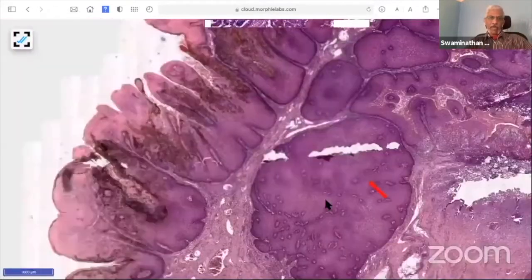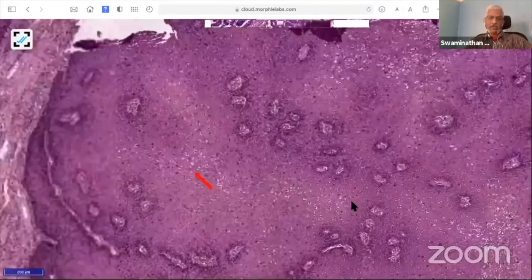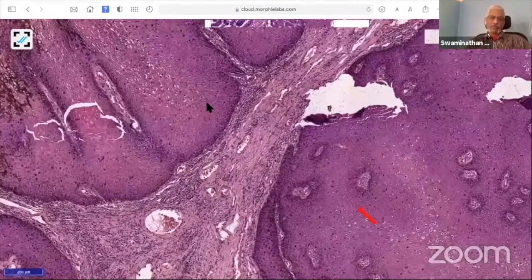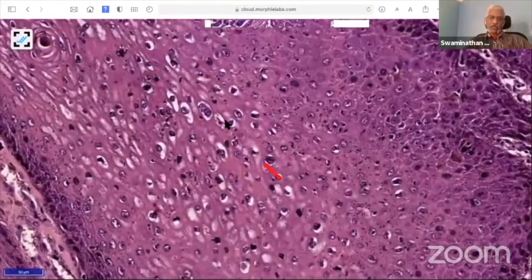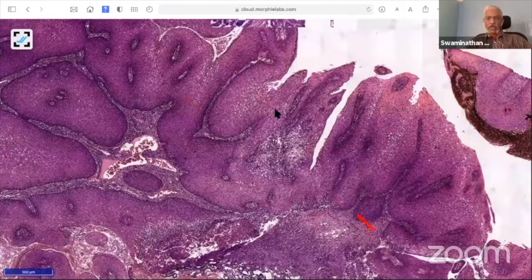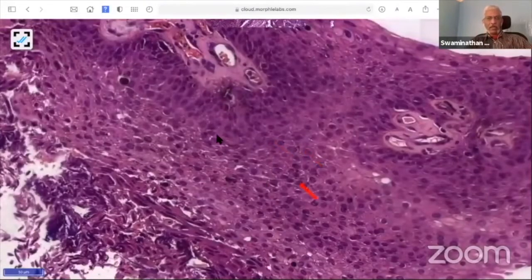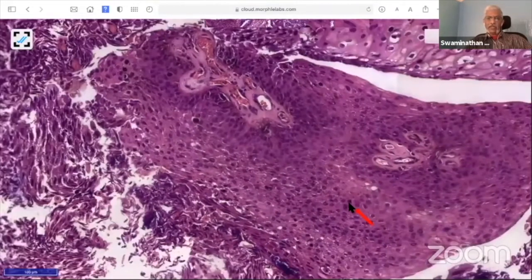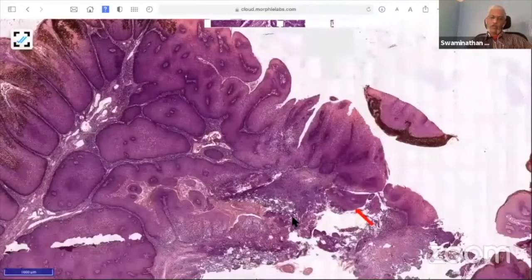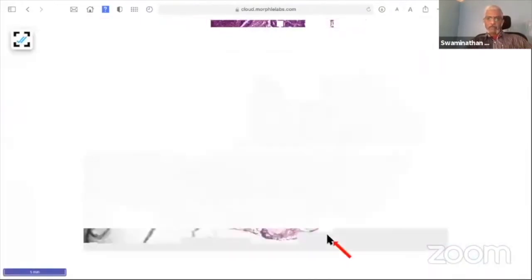And when you go to the high power, you can see nice koilocytes. See the koilocytes, beautiful, isn't it? So nice koilocytes. And for verrucous carcinoma, you should not see koilocytes. Verrucous carcinoma is not HPV related, no koilocytes. So here it is more thin, and that many koilocytes are not there. And there is some loss of polarity, atypia is seen, mitosis is seen higher up. So this is a high-grade dysplasia arising in a condyloma acuminata.